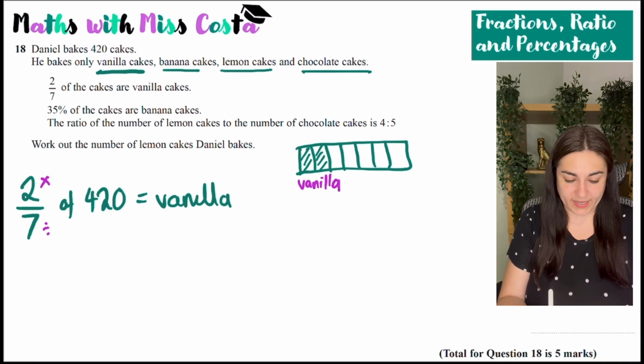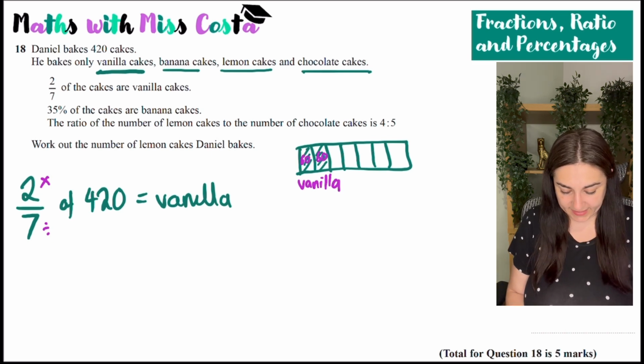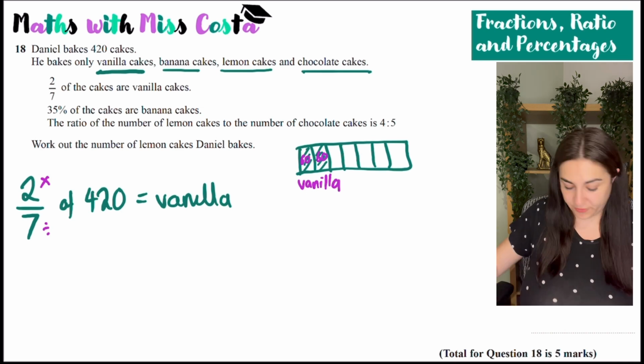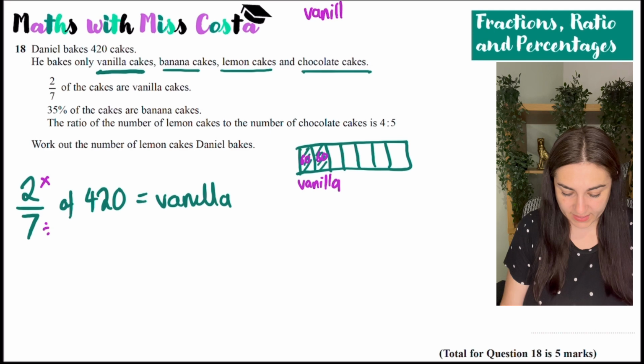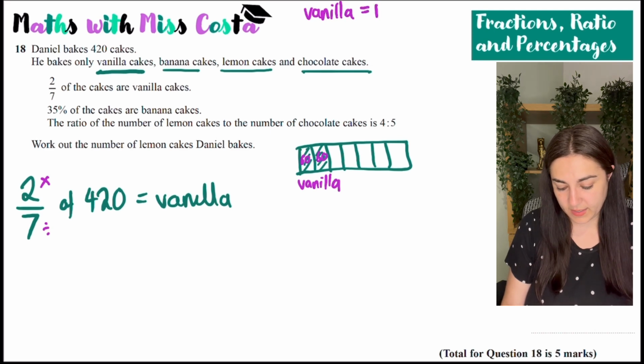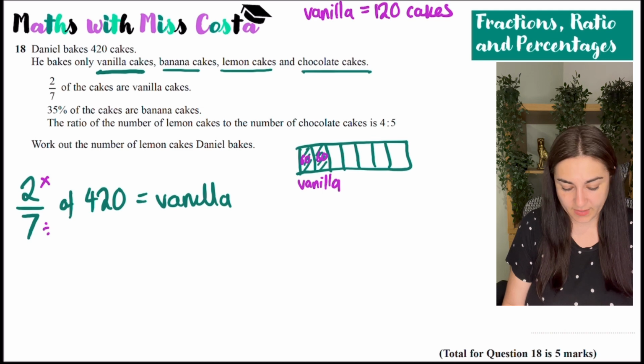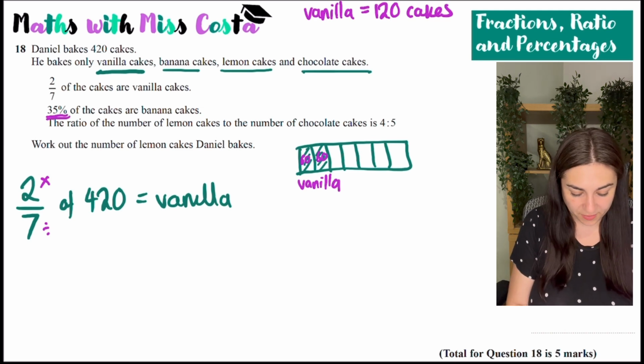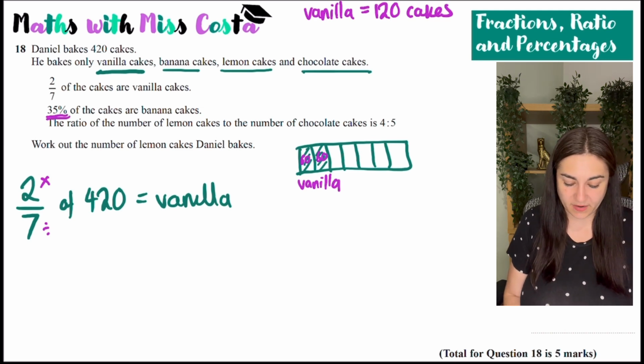So 420 divided by 7 is 60. I know that each little part is 60. And then times by 2 is 120. So vanilla is 120 cakes. The next piece of information is 35% of the cakes are banana cakes.